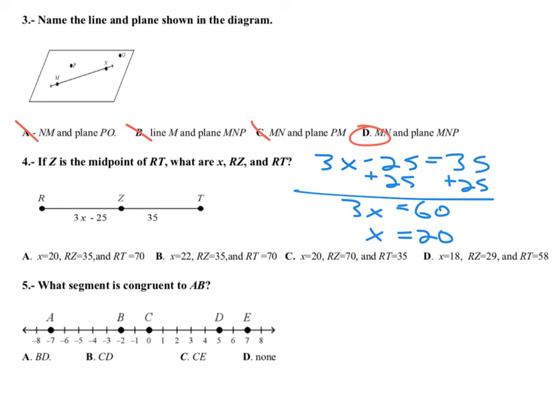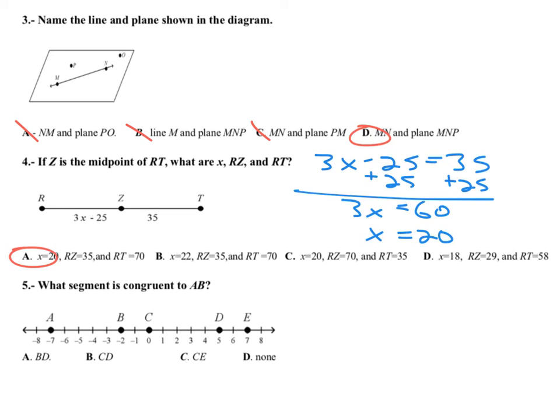And we can see here that they have x is 20 and x is 20 for both of these. And here they say RZ is 35. Here they say RZ is 70. Actually, RZ is only half of it. RT is 70, not RZ, so don't get confused. Okay, RT is the whole thing. So it is actually answer A.